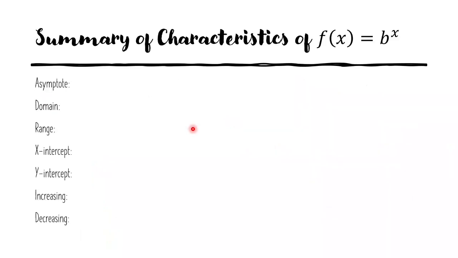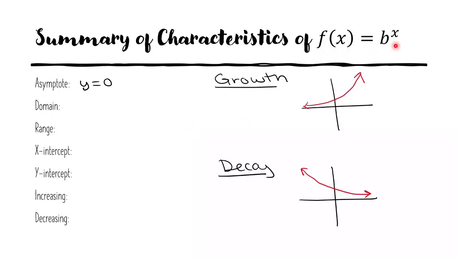But we do see some similar features, and I'm actually going to summarize all of the features of our basic exponential function, f(x) = b^x. So again, if we have exponential growth, if that base is bigger than 1, our function is going to be increasing. And if we have exponential decay, our function is going to be decreasing. But regardless of which case we have, we are going to have a horizontal asymptote of y = 0. If it's exponential growth, the asymptote is on the left side of the graph. Exponential decay, the asymptote is on the right side of the graph.